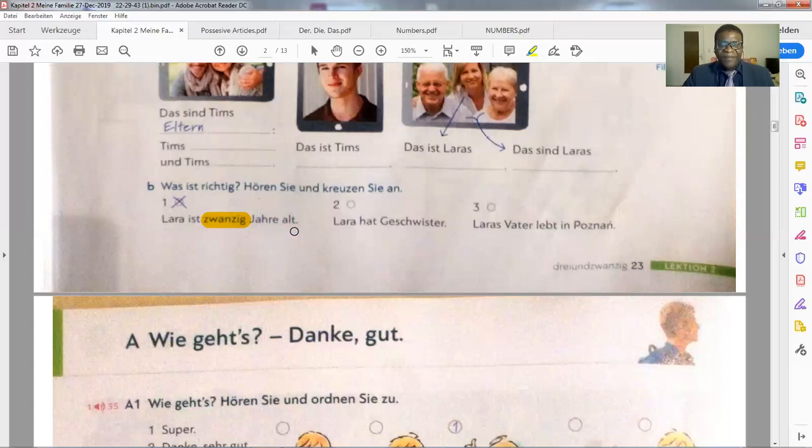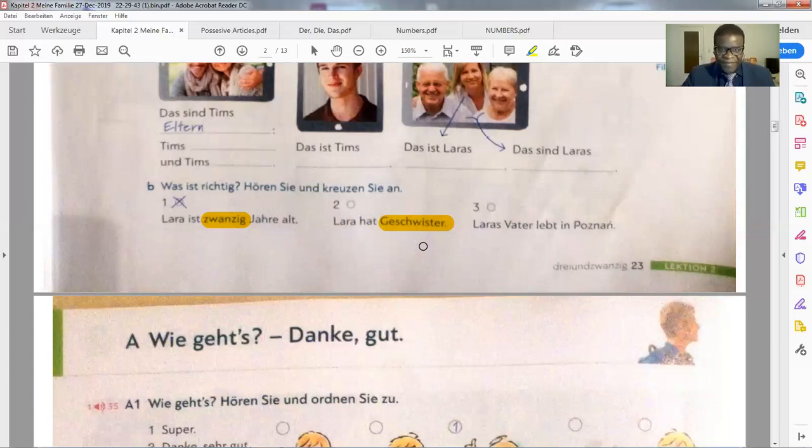Perfect. Alt means old. Zwei. Lara hat Geschwister. Write down the new word as well here. Lara hat Geschwister. Hat is has. Geschwister means siblings. We can say in English siblings, brothers and sisters.